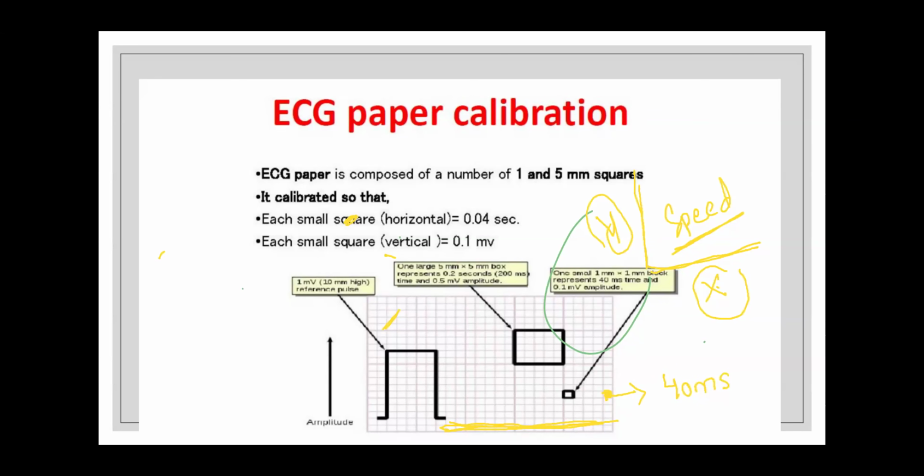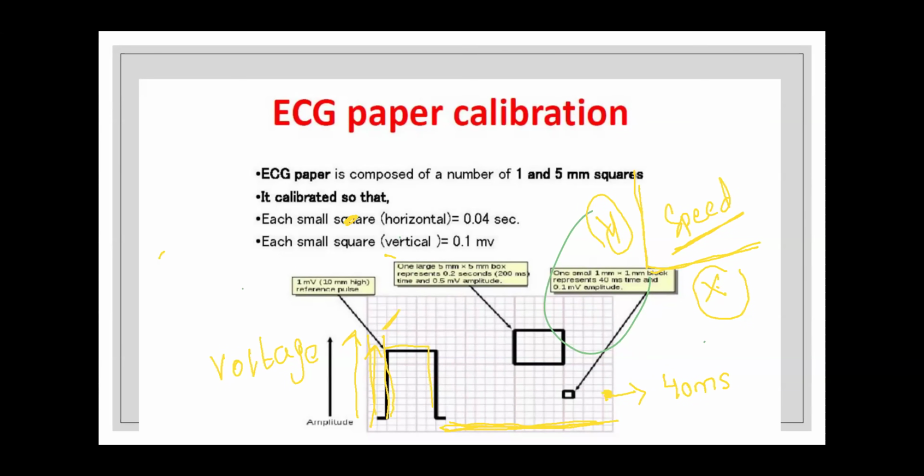Okay. And in the y-axis, this y-axis tells you about the amplitude. It tells you about the voltages. So the x-axis tells you about the speed, and longitudinally, or vertically, it tells you about the voltages. Amplitude has importance as well, and we'll see why it is important to check the voltages, because if there are very, very small QRS complexes, it again tells you about some pathology.